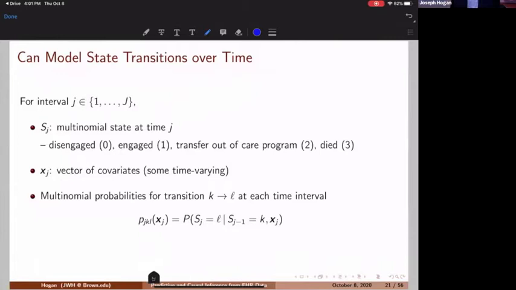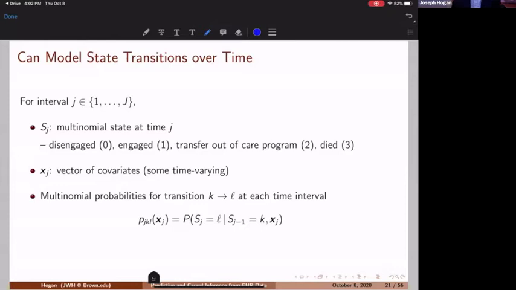So it turns out that you can model the transitions over time if you make some simplifying assumptions. And this is a bit of the backbone of what we've done. The Sj are multinomial states at time j, and you can be disengaged, engaged, transfer out, or died. I've labeled them with numbers, but this is not ordinal, this is multinomial. We have some vector of covariates, Xj, some of which are time varying.